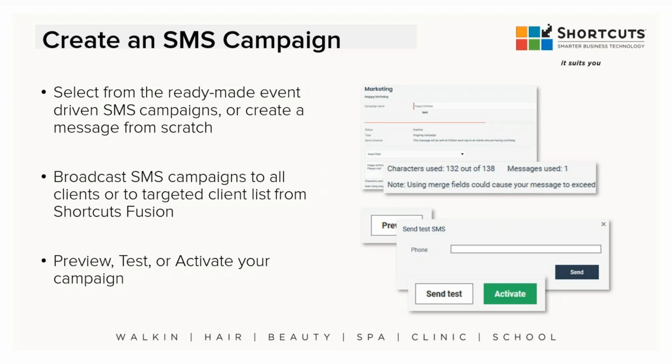If you go over 138, then marketing will actually send multiple text messages for that promotion or for that event. So just keep that in mind. If you have a bundle plan through Shortcuts, then this is eating into your plan. So you don't want to accidentally write too big of a message or too big of a promotion in SMS. And just like email, you can preview what the message looks like. You can send a test to yourself, and then you can activate it or deactivate it.